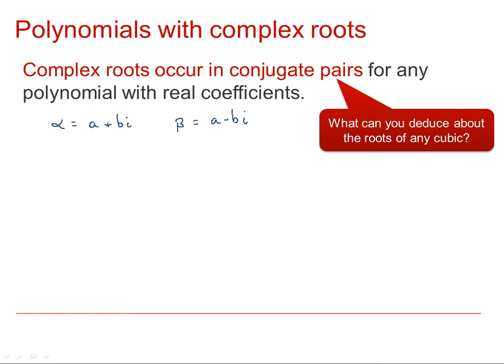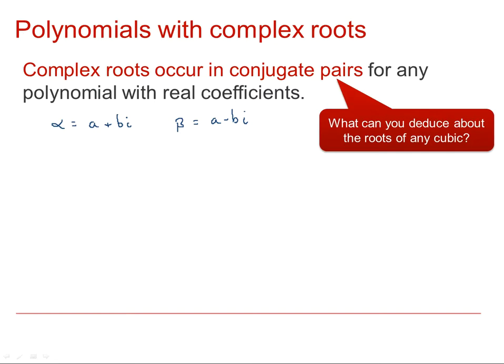Now we can think about what that means in terms of a cubic. Well, a cubic will have 3 roots, and therefore there's either 1 real and 2 complex which are conjugates of each other, or all 3 roots will be real.